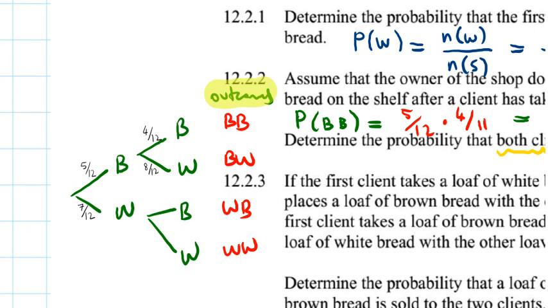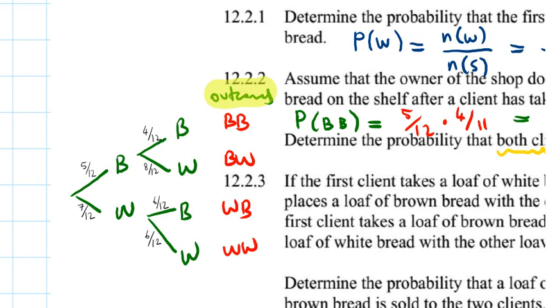Okay. And now if white is taken, the number of white decreases to 6. So it will be 6 over 12. It was 5 brown, but the owner adds another brown since white is taken. So he plays the game. Remember, he puts in the other way around. So the number of brown breads becomes 6 as well. So now they are equal, 6 and 6. So each one is 6 over 12.